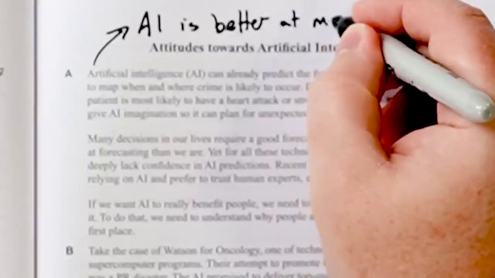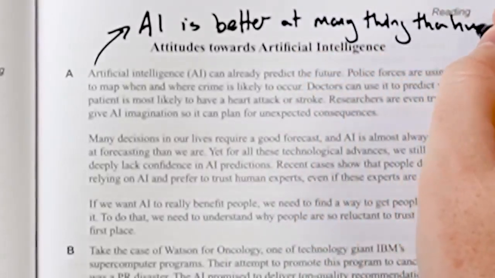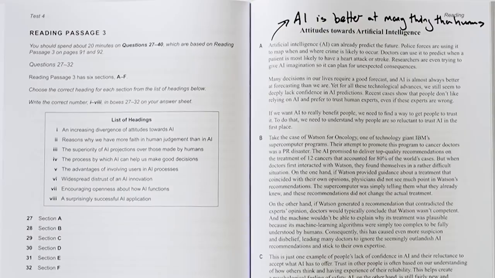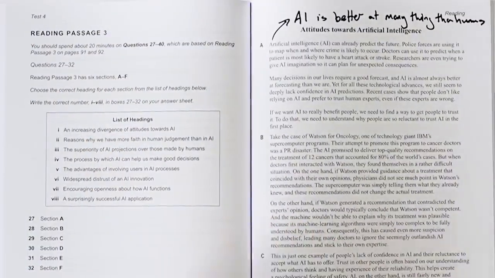So we're going to summarize this very simply. Try and simplify it as much as possible. AI is better at many things than humans. And then you would repeat that process for the rest of them. And by the time you've finished for A, B, C, D, E, and F, you have your own headings.